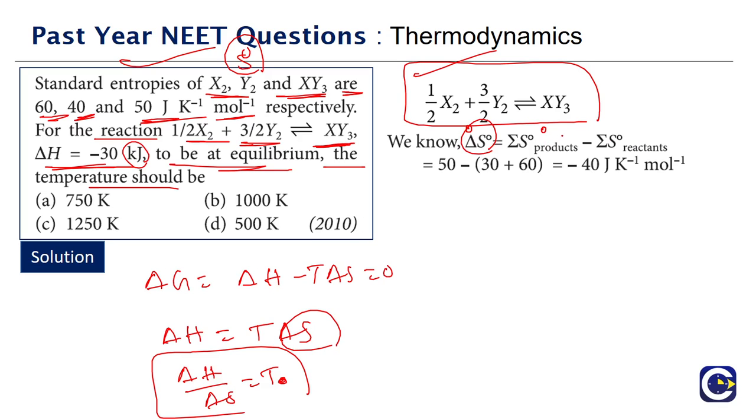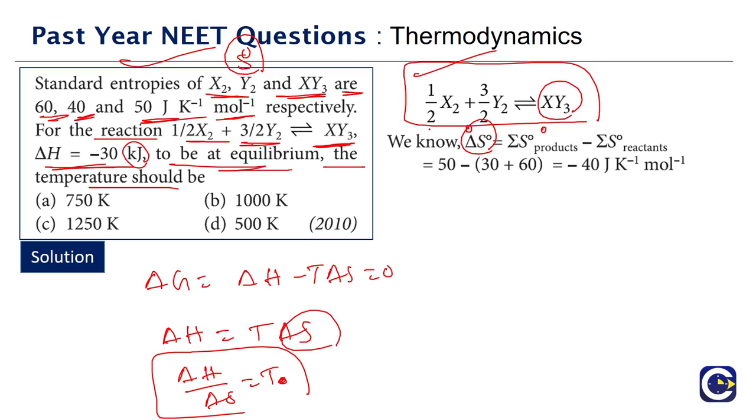Like the way we do for enthalpy, what is the enthalpy change? Enthalpy change is equal to the enthalpy of the products minus the enthalpy of the reactants. And the internal energy change, what is it? The internal energy of the products minus the internal energy of the reactants.